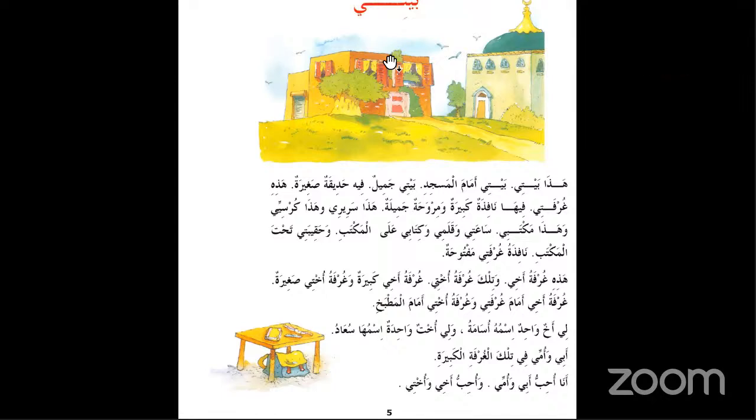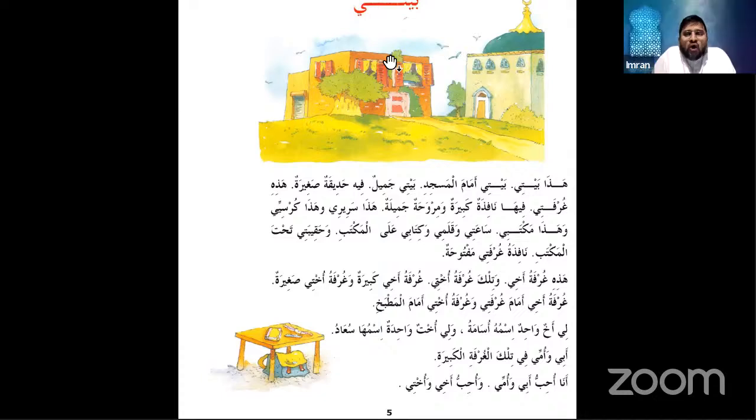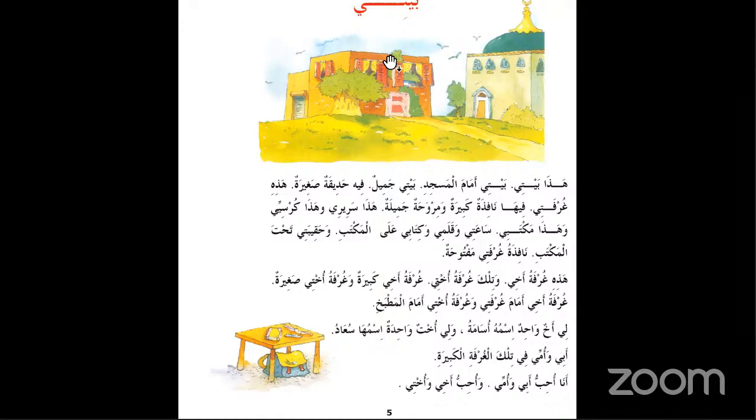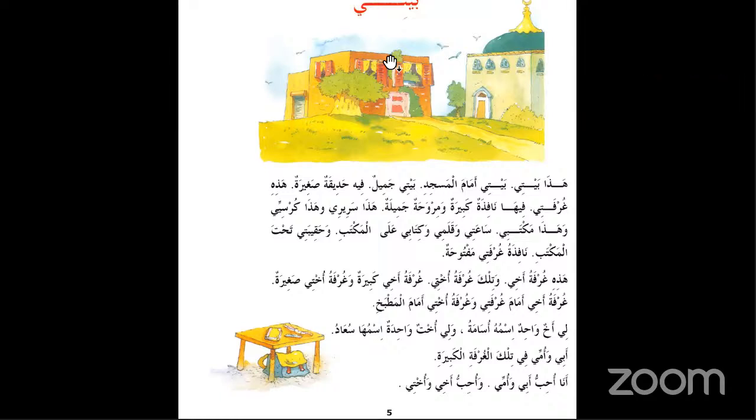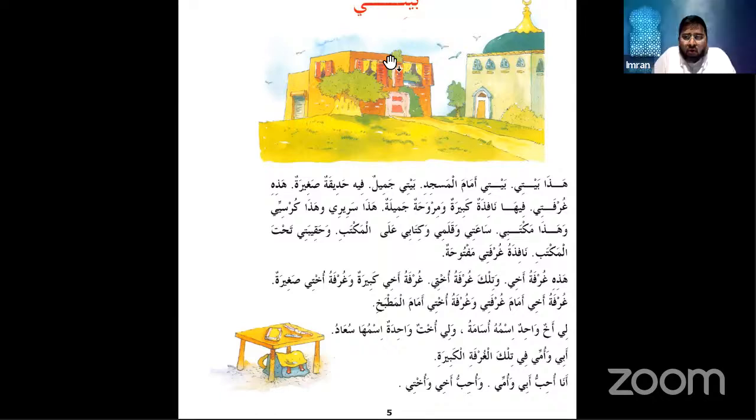Yes, Sister Samira. In the first paragraph, the last sentence: nafidatu ghurfati maftuhatun. Correct. Because nafidatu has a dhamma, that's why maftuhatun has a ta marbuta. The word nafida is feminine, and because it's feminine, it's maftuhatun. The subject and the predicate always follow each other in gender and number. That's the ruling.